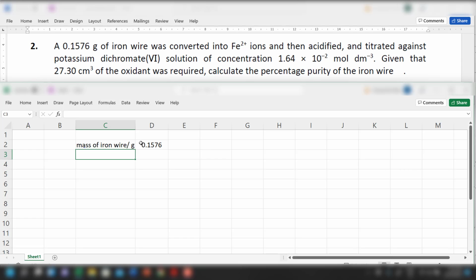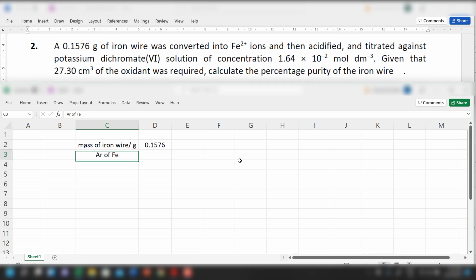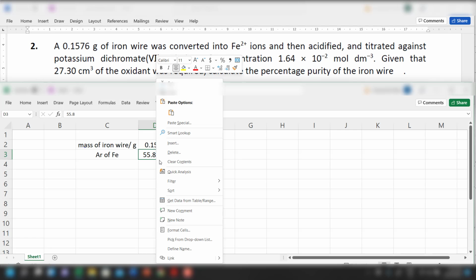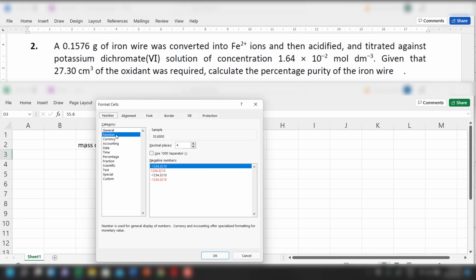Then the next thing I'm going to do is, because we are using iron, and eventually we're going to calculate the percentage purity of the iron wire, I'm just going to input the Ar of iron here. So that will be 55.8 if you look up in the data booklet. It's given as 55.8 with many zeros, so I'm just going to change it to 1 decimal place.